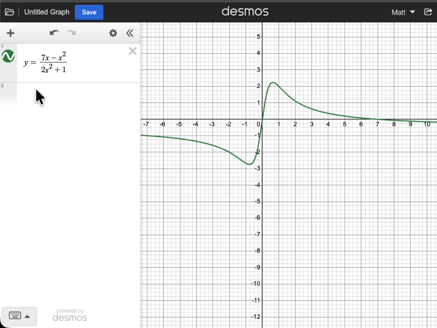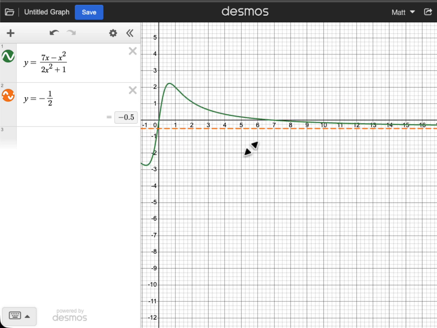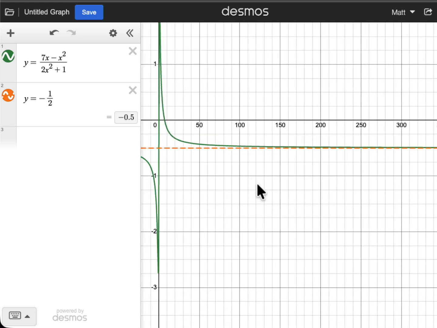Here's a graph of this function. We just discovered that the limit is negative 1/2 as x goes to infinity, suggesting the presence of an asymptote going off to the right. And I can see that asymptote better if I change my scale slightly. And we can see indeed that the function is approaching negative 1/2.